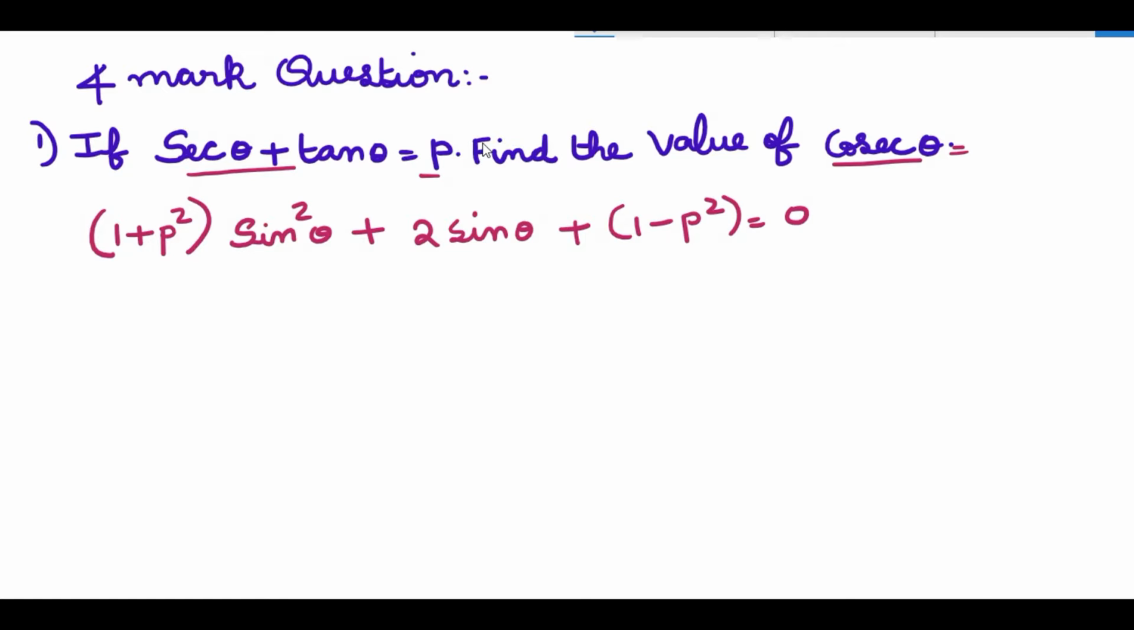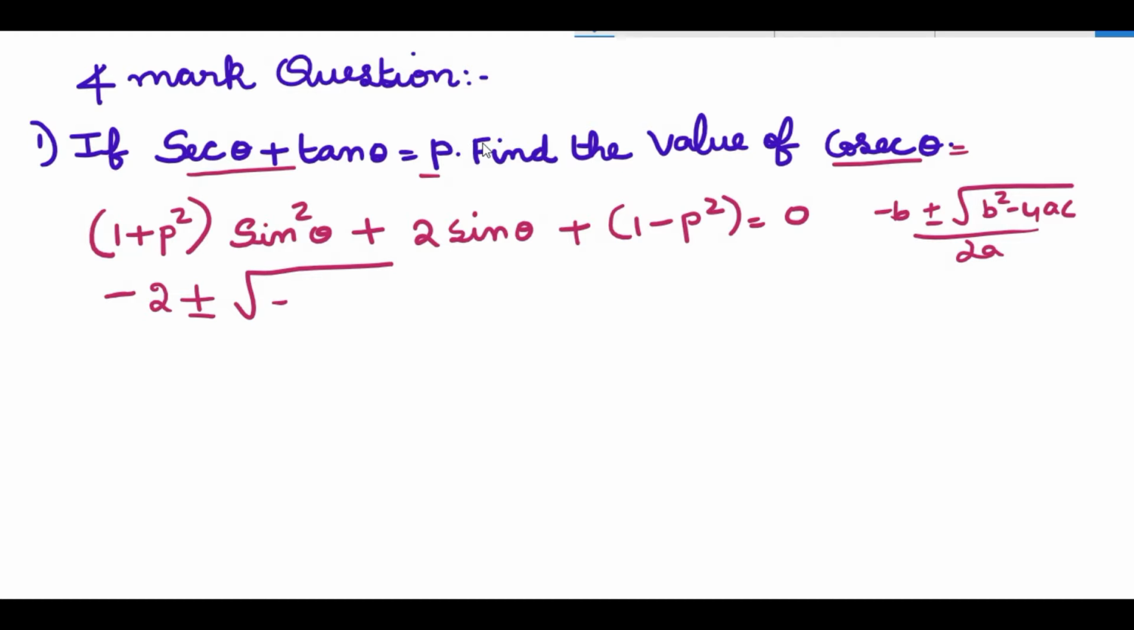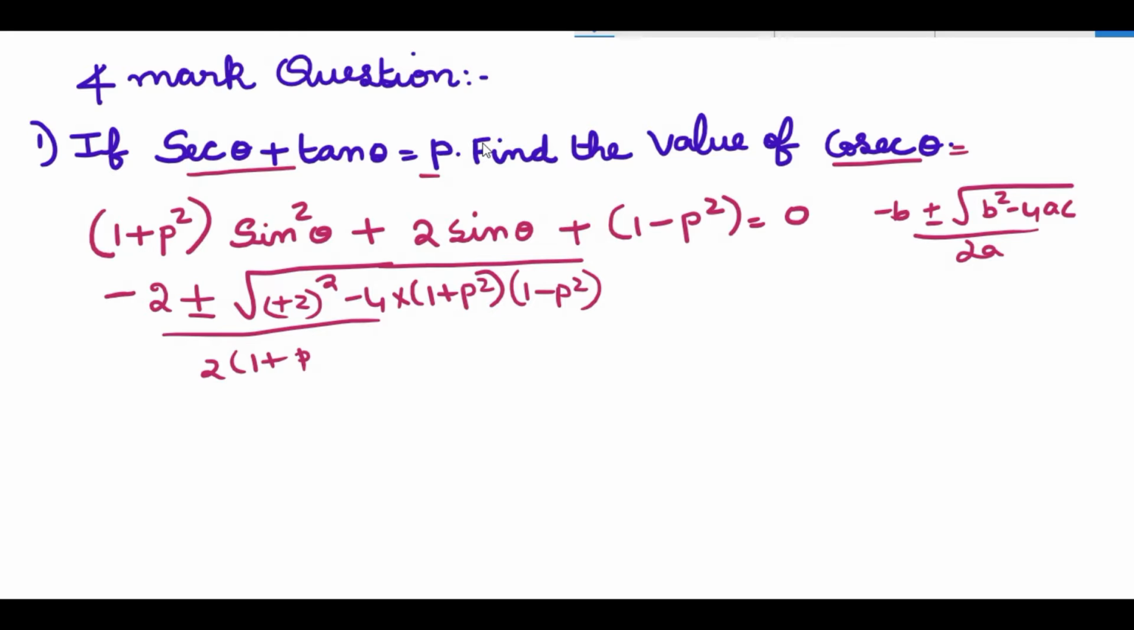So the equation is minus b. So in the place of b we have 2 plus or minus square root of, the equation is minus b plus or minus square root of b square minus 4ac divided by 2a. So b square is plus 2 the whole square minus 4 into 1 plus p square into c is 1 minus p square divided by 2 into 1 plus p square.